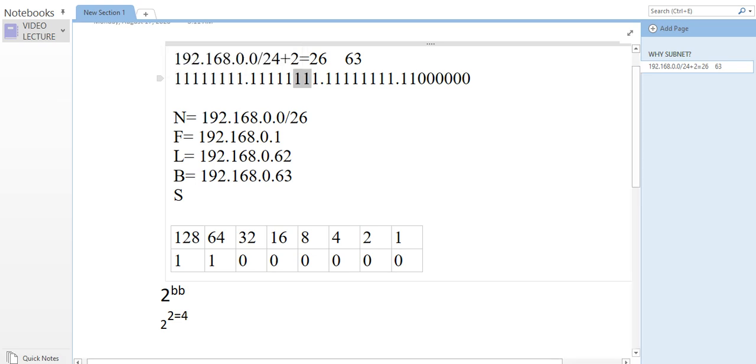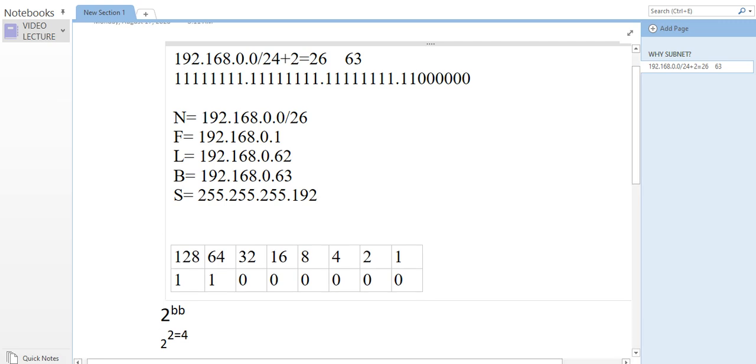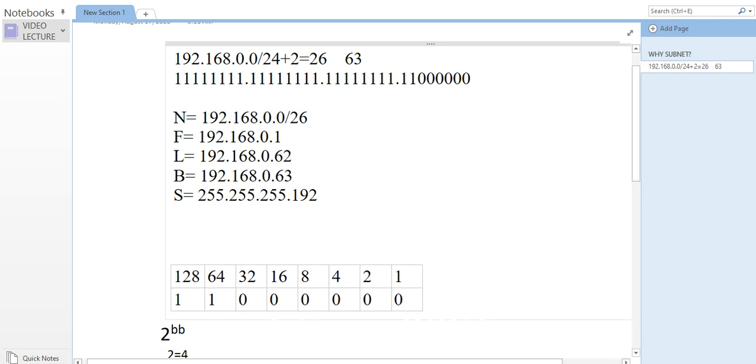Now what would be my subnet mask? My subnet mask is right here, 255.255.255, and these 2 bits give 192, because 128 plus 64 gives you 192. So your subnet mask is 255.255.255.192, and that is exactly what we're looking for. And now this network is done.